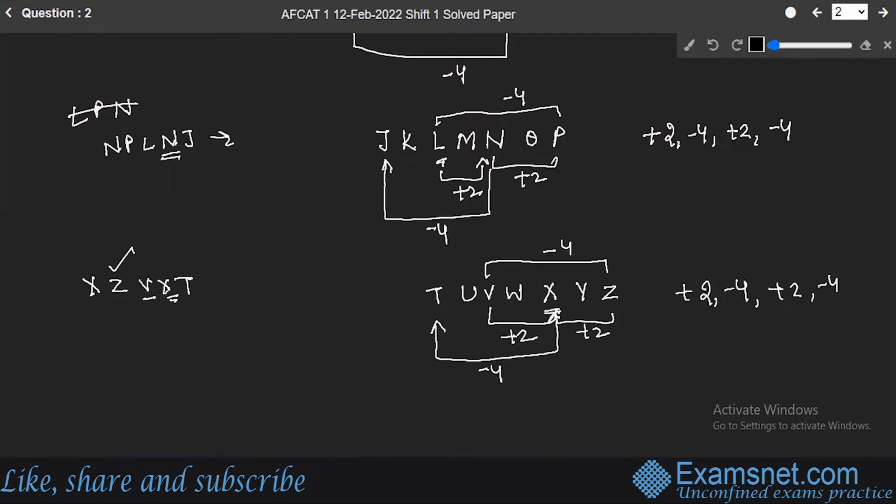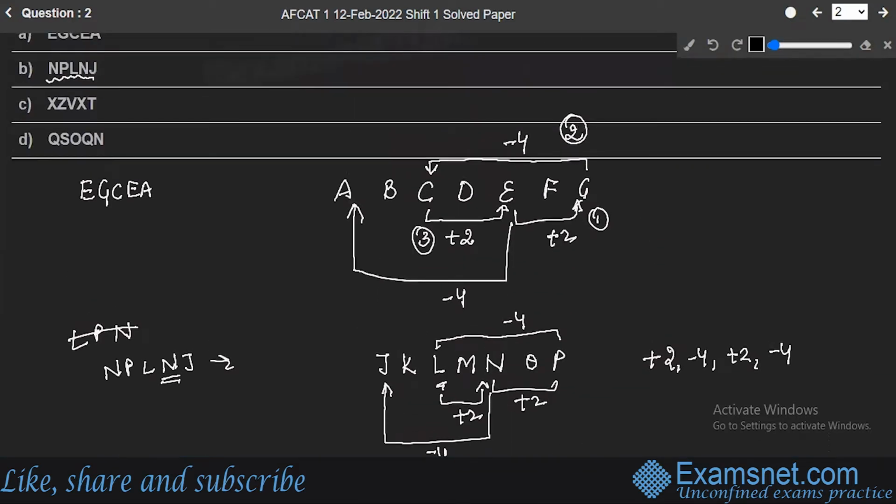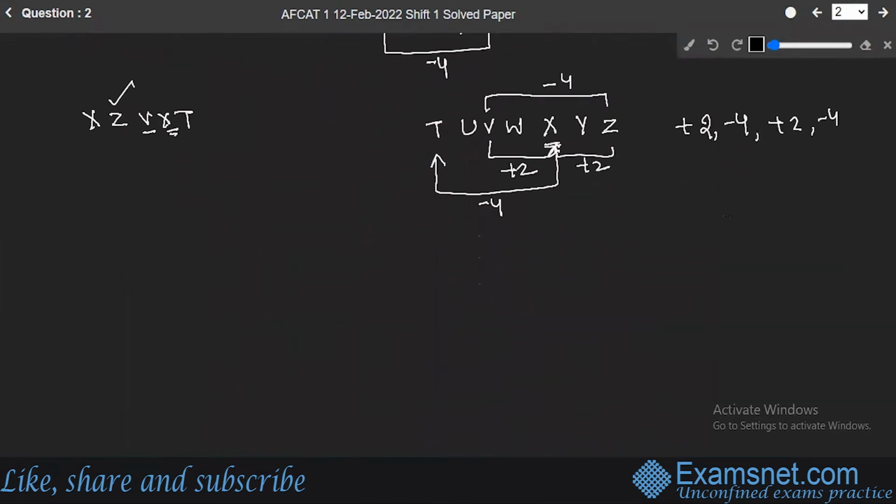Let's look at the last one, QSOQN. So let's write QSOQN. I'm writing down starting from Q over here: Q, R, S, T, U. And let's write down some backward alphabets also: P, O, N, M. Let's start. I have to start from Q.